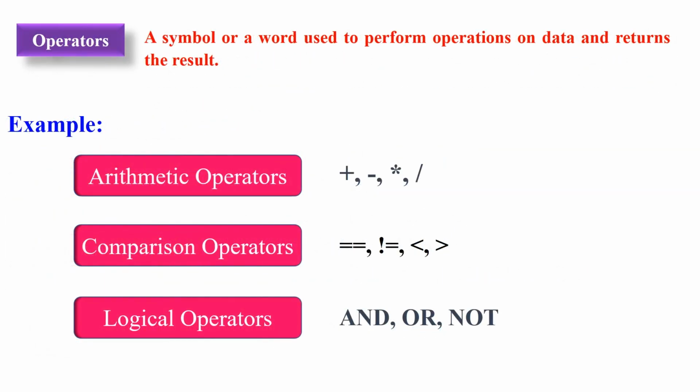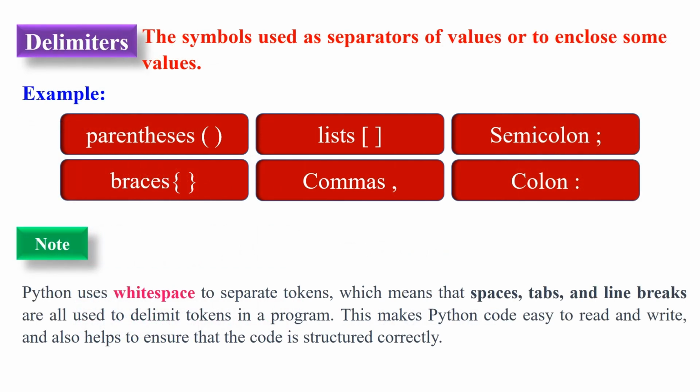The next token in Python is the operators. An operator is a symbol or a word used to perform operations on data and return the result. Examples: arithmetic operators: addition, subtraction, multiplication, division; comparison operators: equal to, not equal to, less than, greater than; and logical operators: and, or, not. The next token in Python is the delimiters. These are symbols used as separators of values or to enclose some values, for example, parentheses, braces, lists, commas, semicolon, and colon.